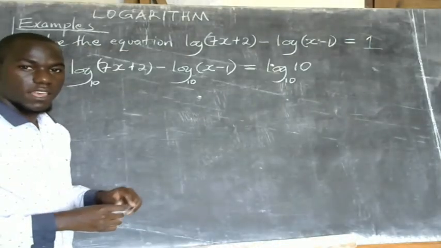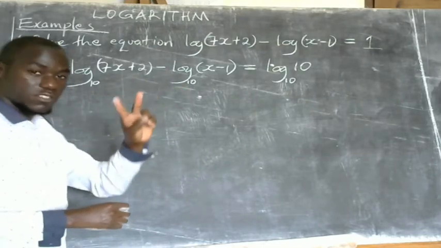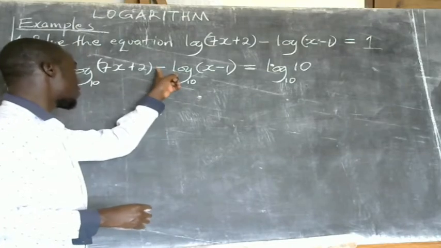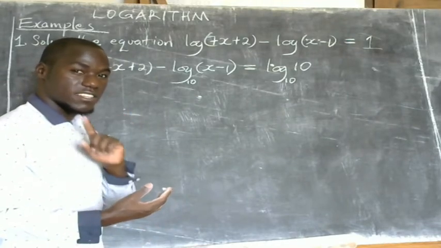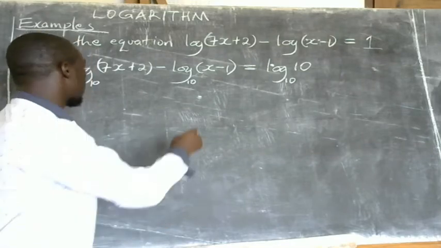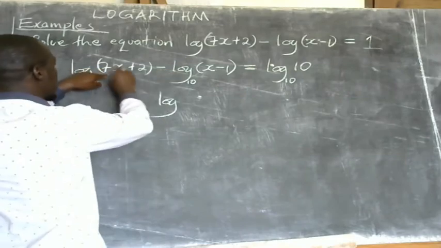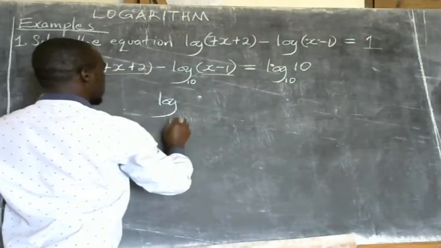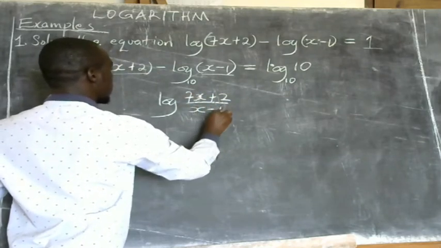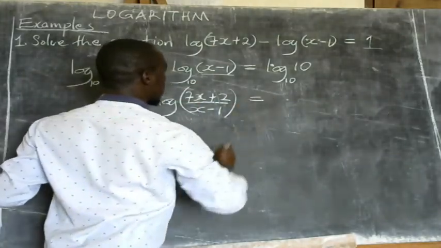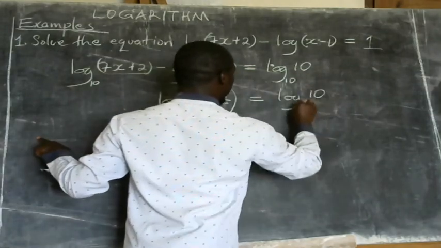After making every term in the equation have log base 10, on the left hand side there are two terms, and the sign in between them is a minus. So I'm going to write it as a single log. We said if it is a minus, we take that value divided by that value. So log of (7x + 2) divided by (x - 1) is going to be equal to log of 10 base 10.